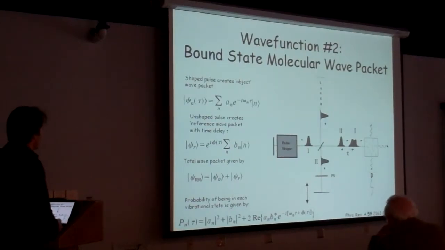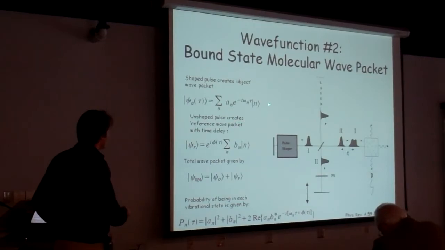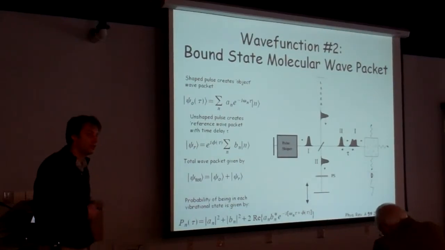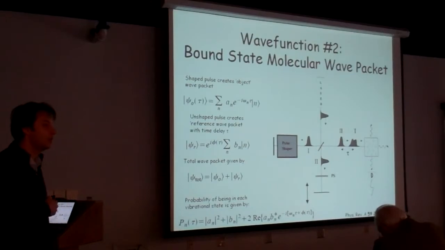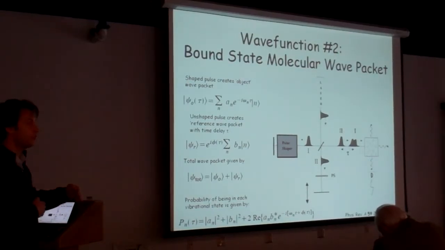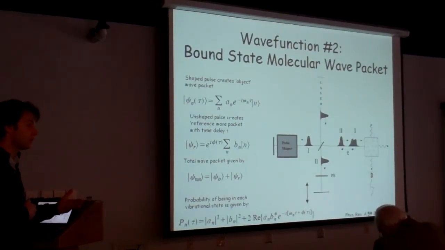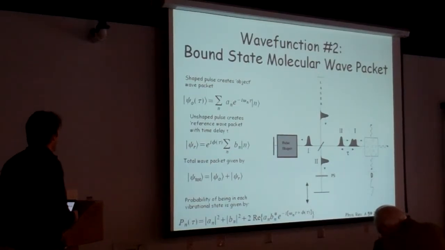And so basically, again, we just now say that we can make a shaped wave packet, which is our object. And again, it's the exact same kind of sum, except now the n index runs over vibrational quantum numbers. Okay, so n doesn't refer to different principal quantum numbers of the electronic wave function. It just refers to the vibrational states of, like, a simple harmonic oscillator.